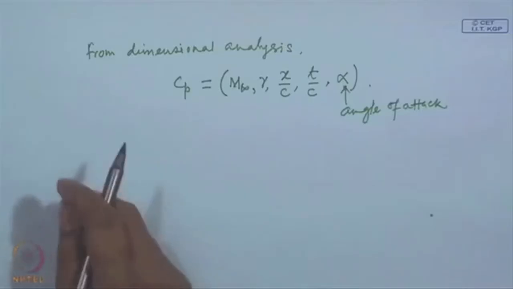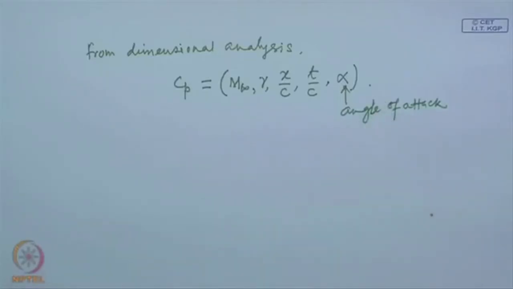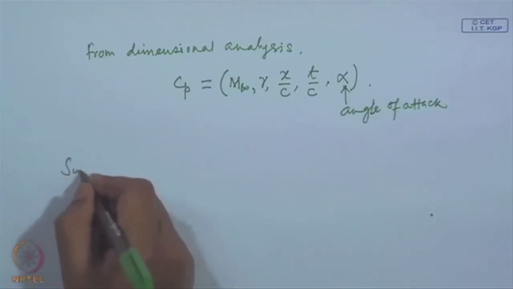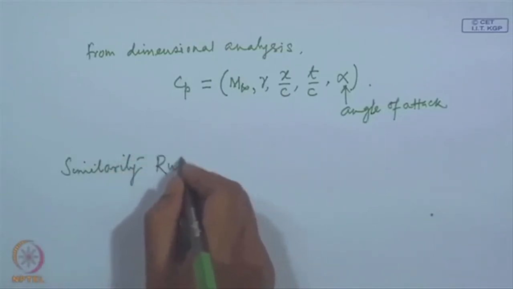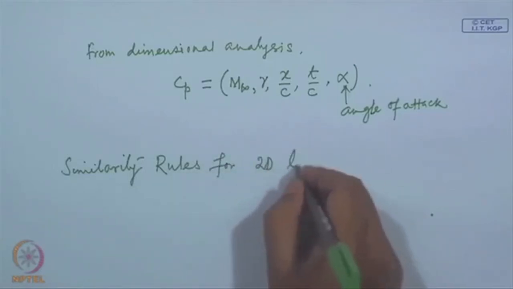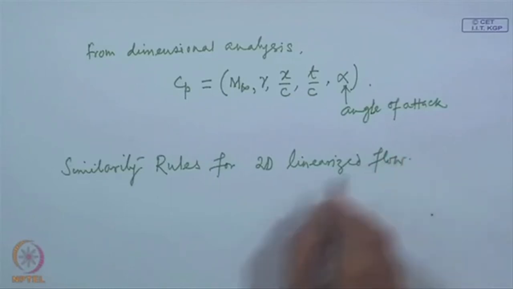So, first, to show how the similarity rule is formed, so that a modified pressure coefficient is obtained in terms of a modified geometric parameter, the steps involved we will discuss with the help of similarity rules for two dimensional linearized flow problems. So, first we will consider similarity rules for 2D linearized flow.